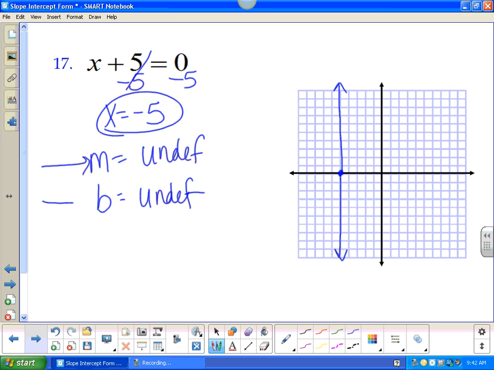The reason that your y-intercept is undefined is because your y-intercept is where the graph crosses the y-axis. Well, this line right here will never cross the y-axis, and so that's why his y-intercept is undefined. Remember, these always go hand in hand.